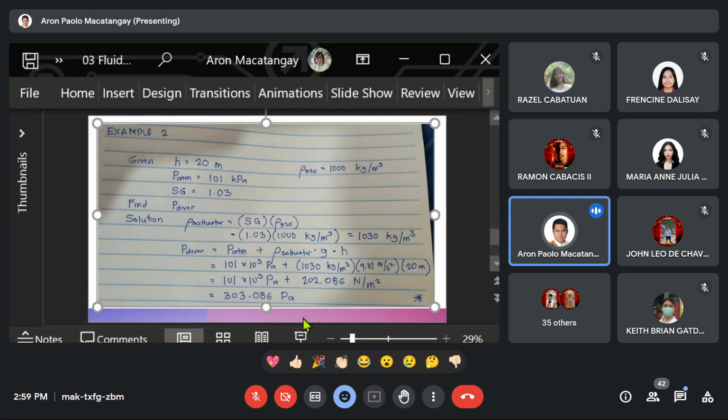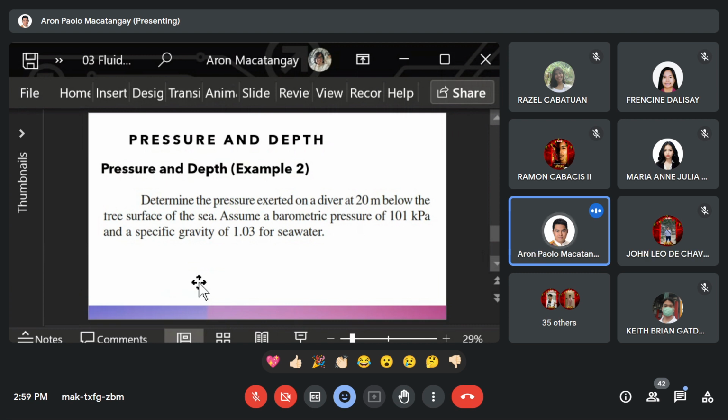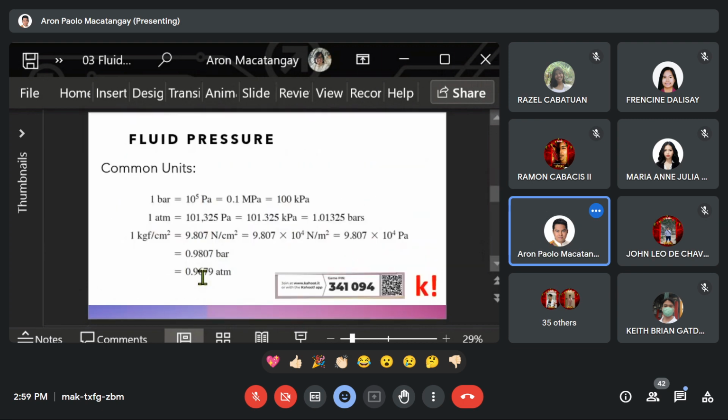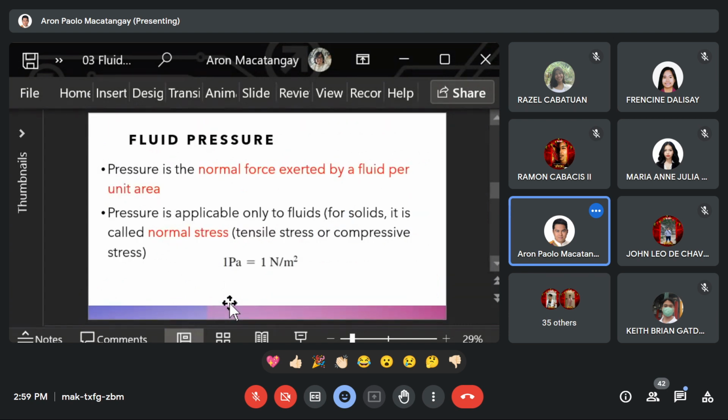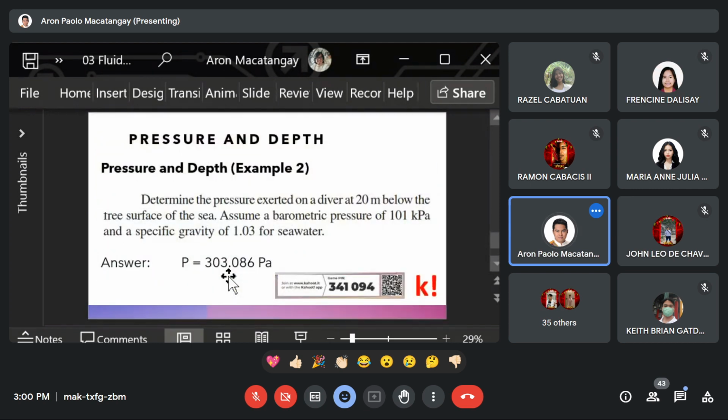But the way of the solution should be like this. I'll just check my units. This is kPa. Wait. One Newton per meter squared only. Okay, I'll check this later and give feedback. But the process is just like that. Okay?